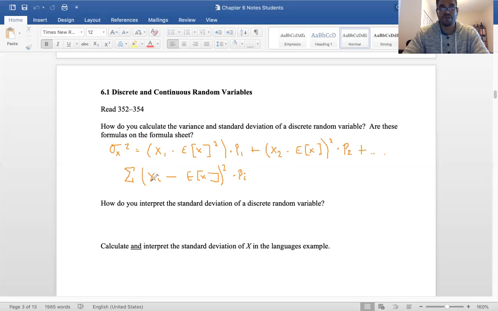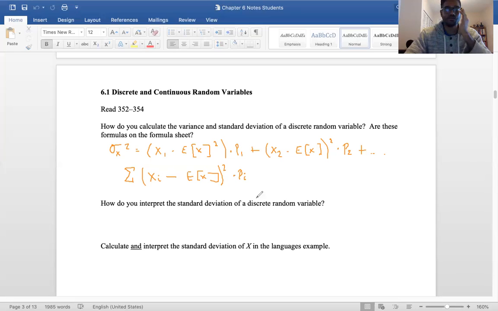But for each one of your individual variables, so in the language problem, you're going to do this 5 times. I'm going to take the first one, subtract away the mean that we just calculated, the 1.457, square that number, and then multiply by the probability. And I'll do that for 2 languages. So then I'll go 2 minus 1.457 squared times the probability, and 3 minus 1.457 squared times the probability. And then you're going to add all those up, and that's going to give you your variance.